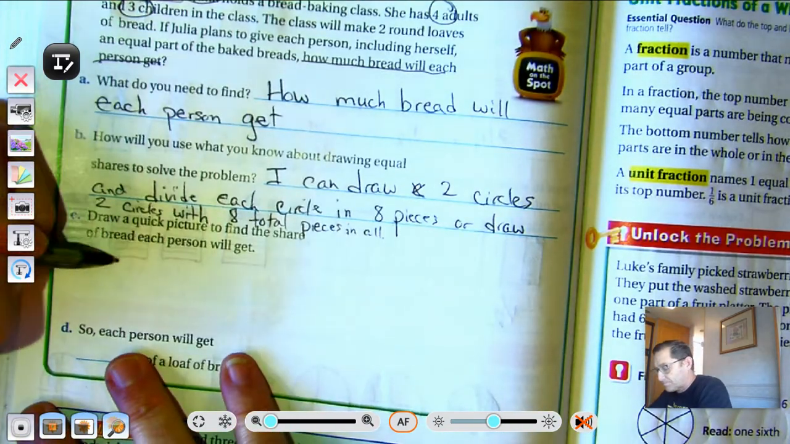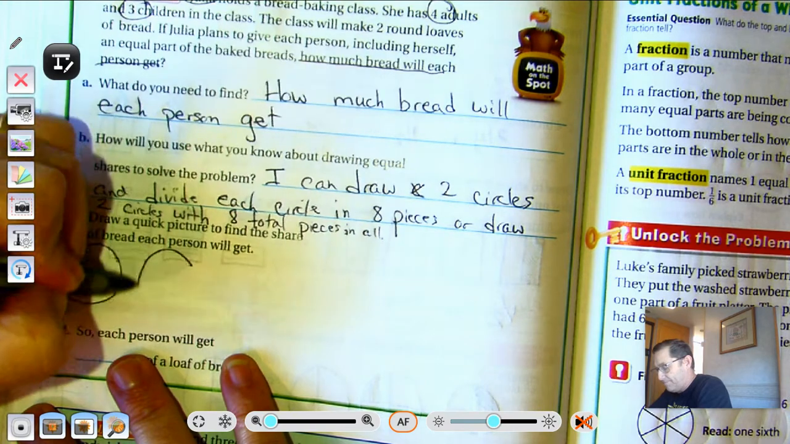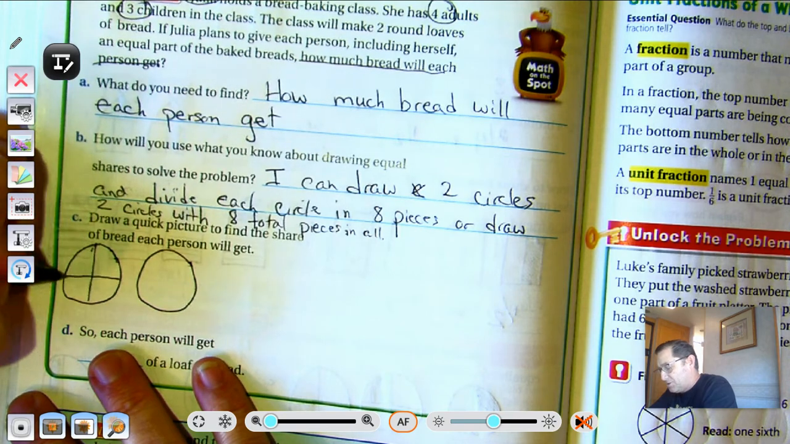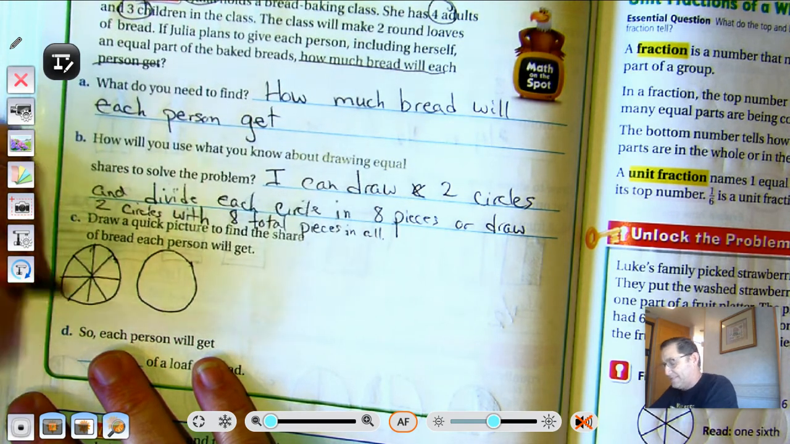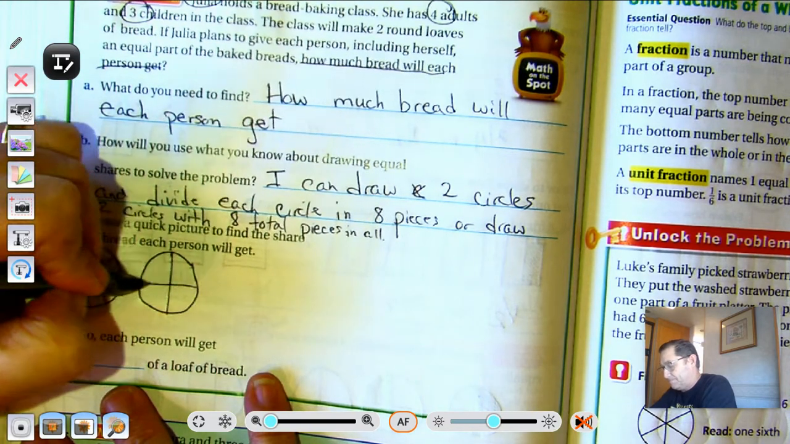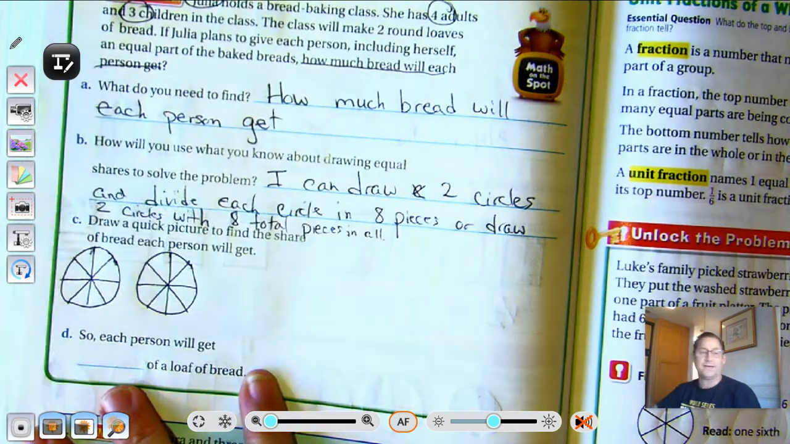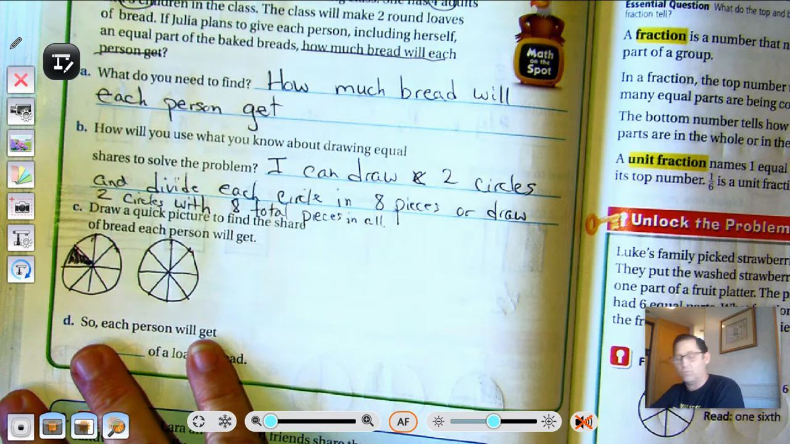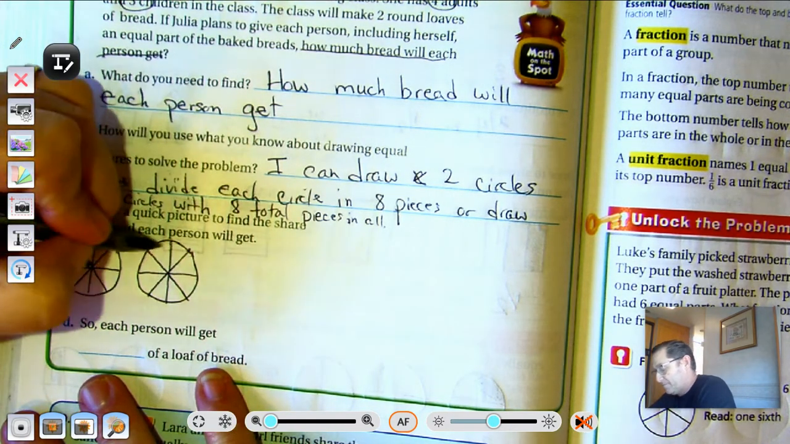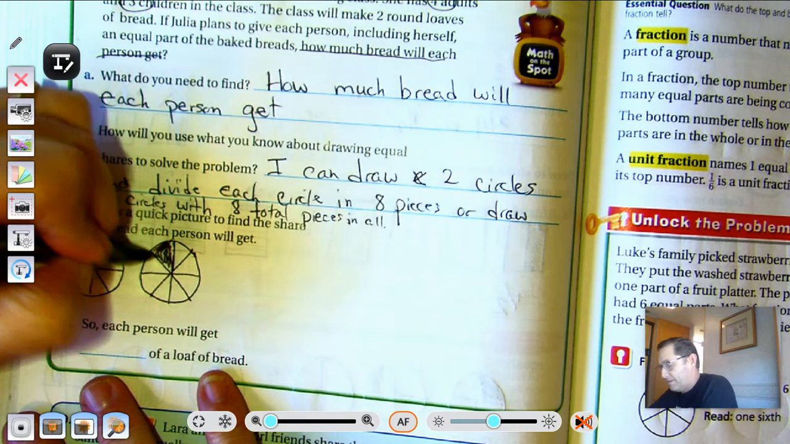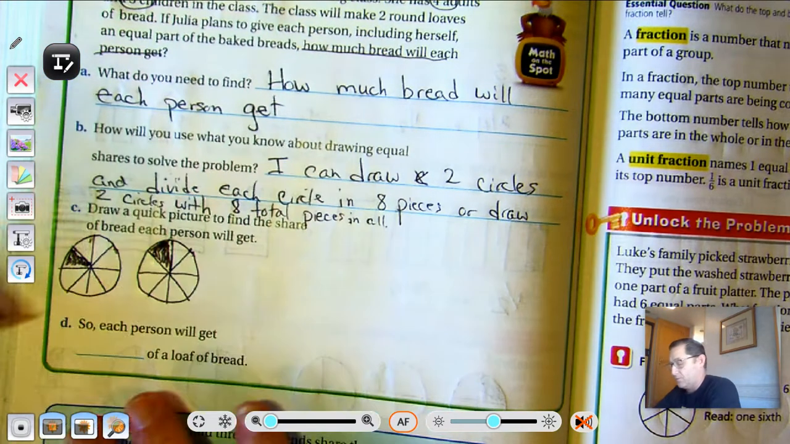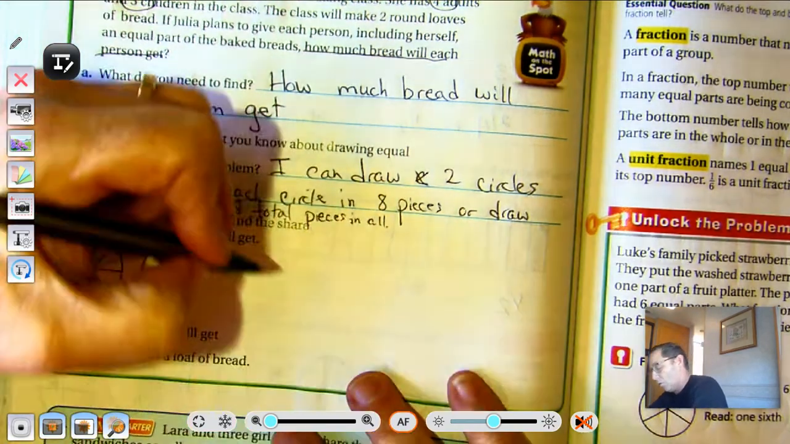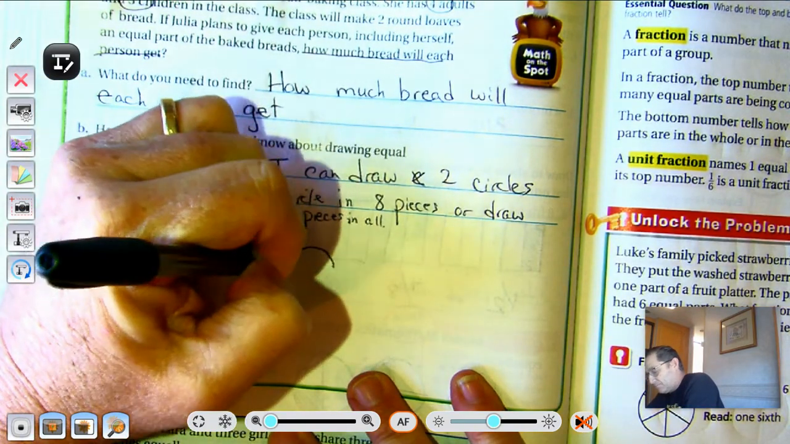All right, so let's draw our 2 loaves of bread, and let's do the first one. So if I take each circle and divide into 8 pieces, okay, one adult or child or Julia will get 1/8 of that loaf and 1/8 of that loaf. So they would get 2/8 of the bread.